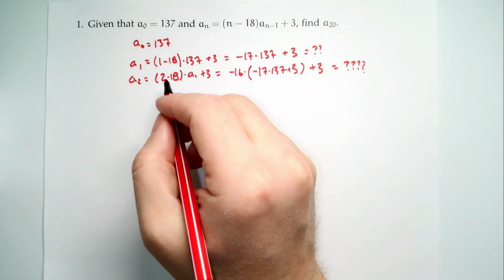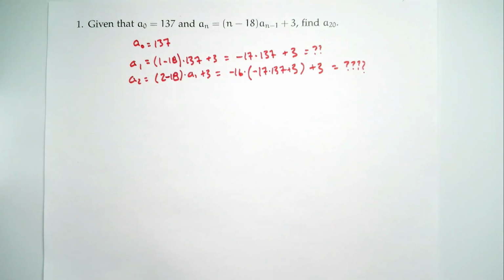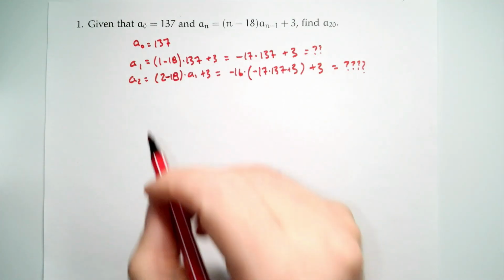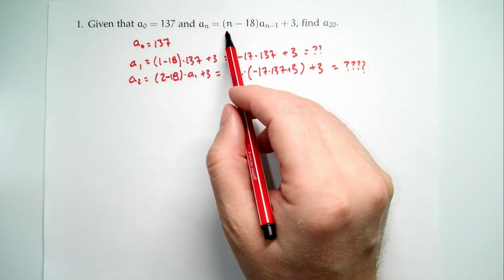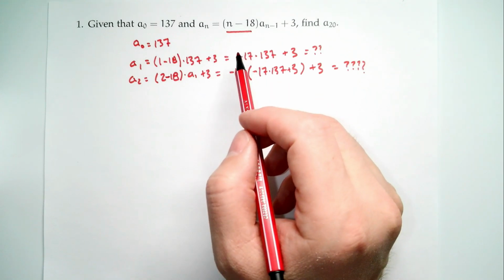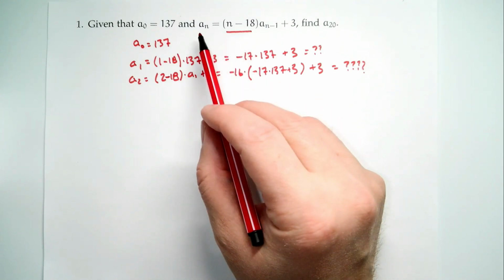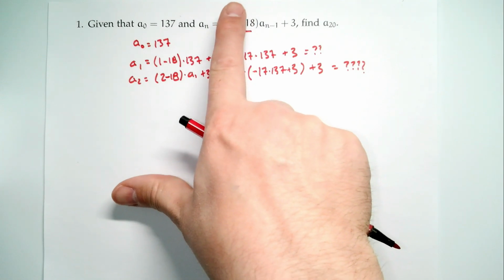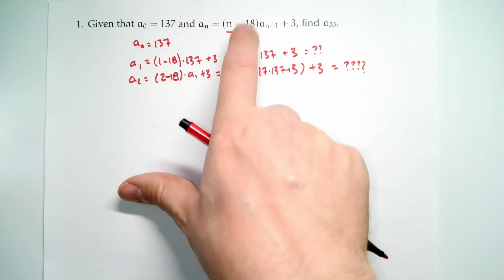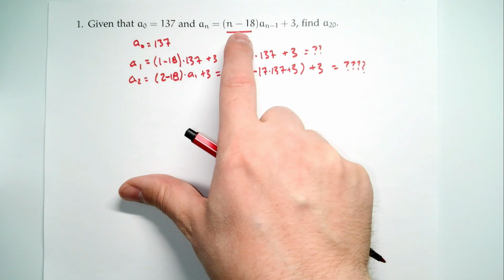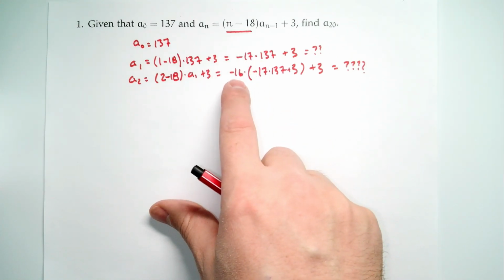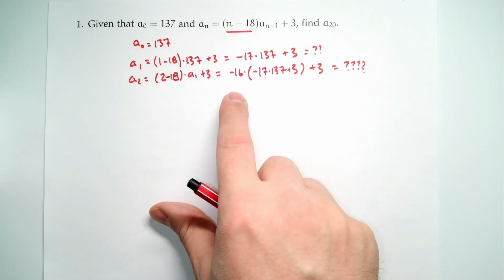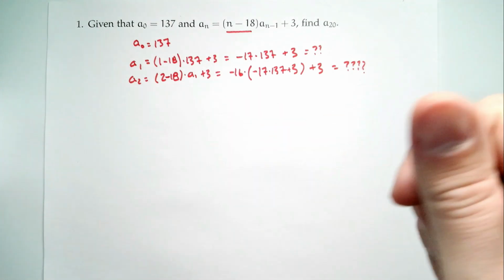Let's think about this for a second, though. They asked us to find it, so there must be something going on here. Now, notice, this is the interesting part. If it wasn't there, it would just say A sub n would be the previous term plus 3. But it is there, and let's think about what this is doing. The first time, you multiply by negative 17. The next time, negative 16. How about the next time? Negative 15.